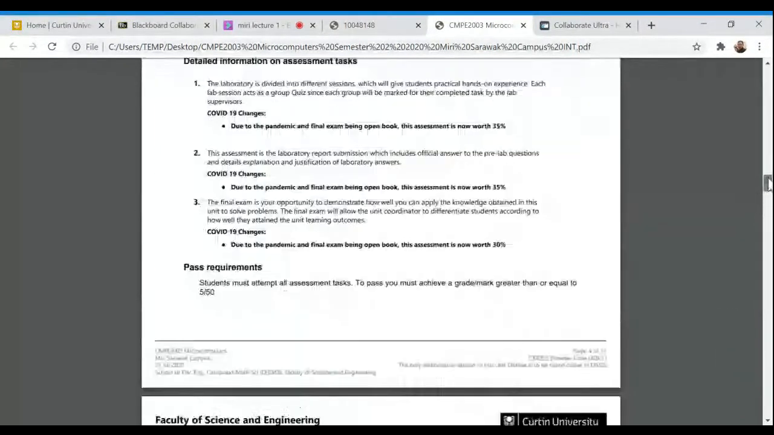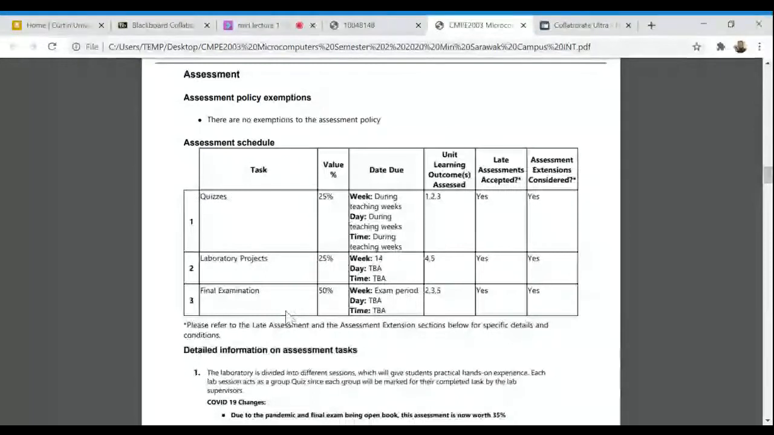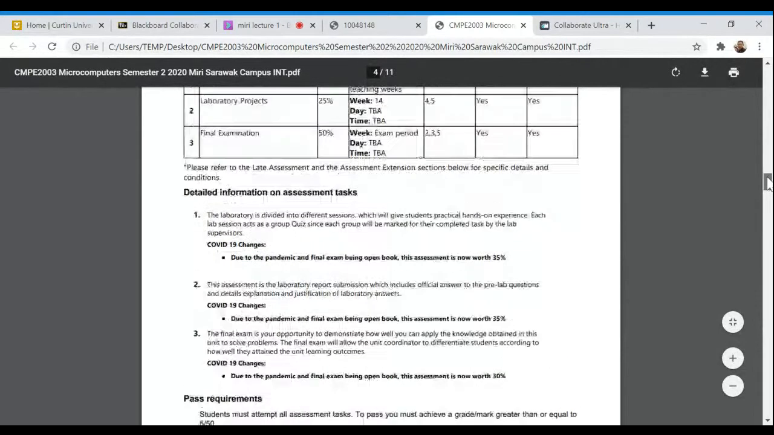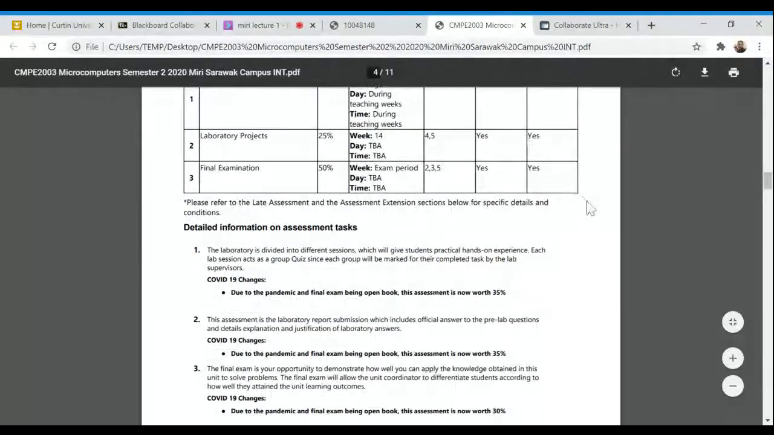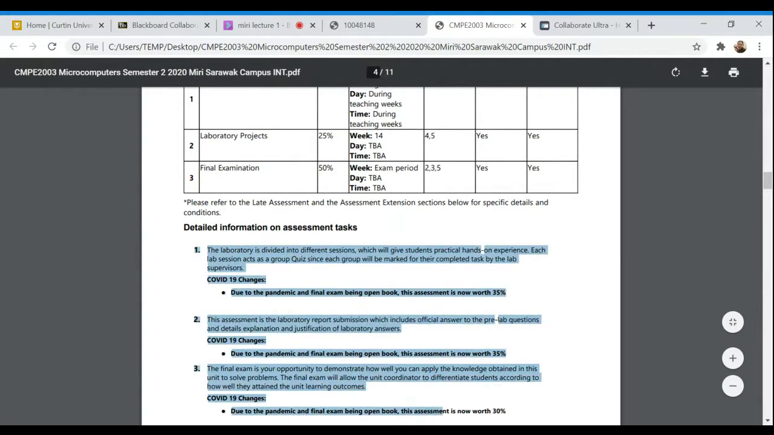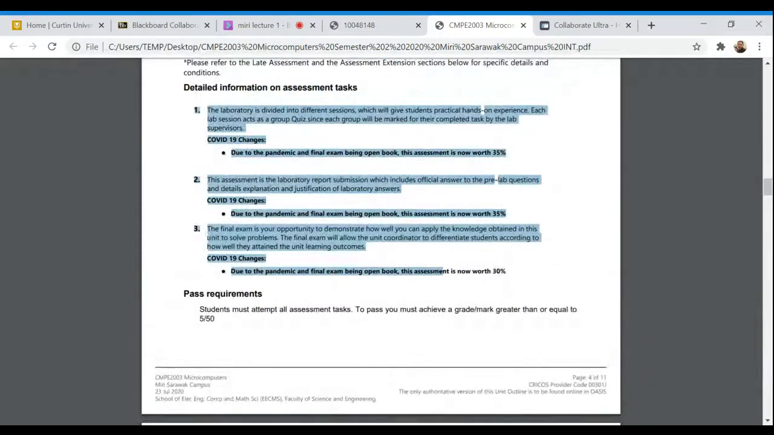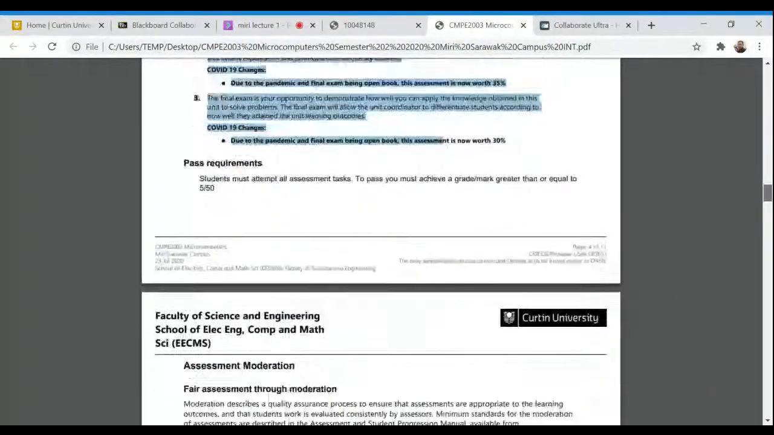So there are only three elements: quiz, lab projects, and final exam. Not very complicated, but bear in mind why they did not change this table is because you need to go through a lot of procedures to actually change it. You need to go through a Senate meeting and so on to change this table. That's why you have this section here, changes due to COVID-19. So take note of this: 35, 35, and 30. Okay.